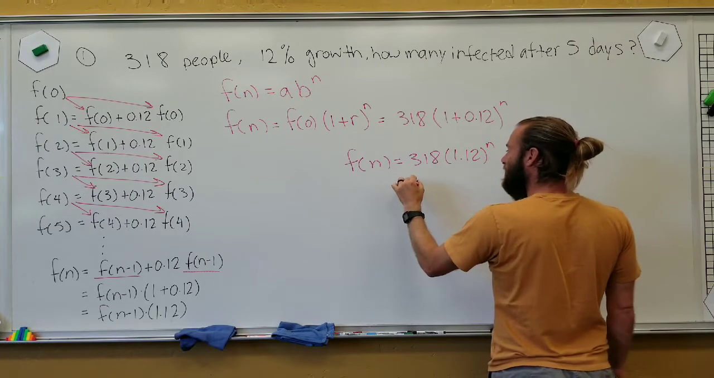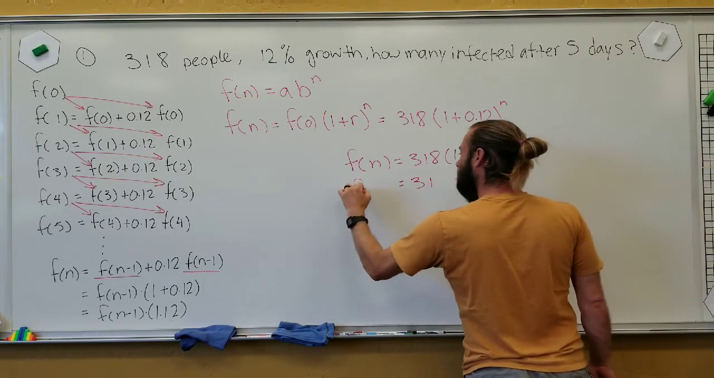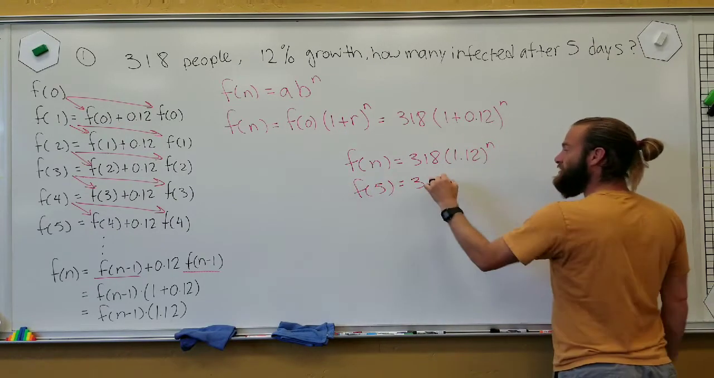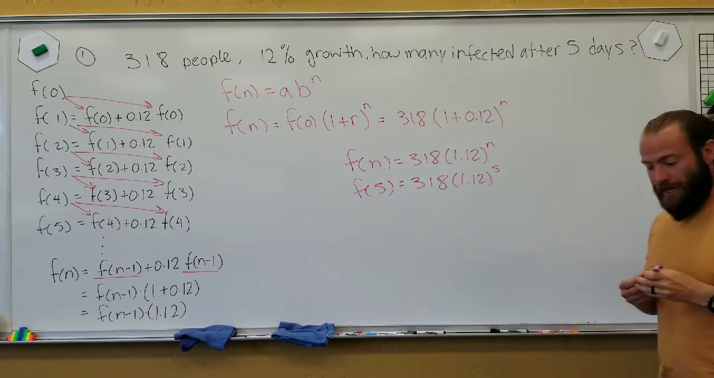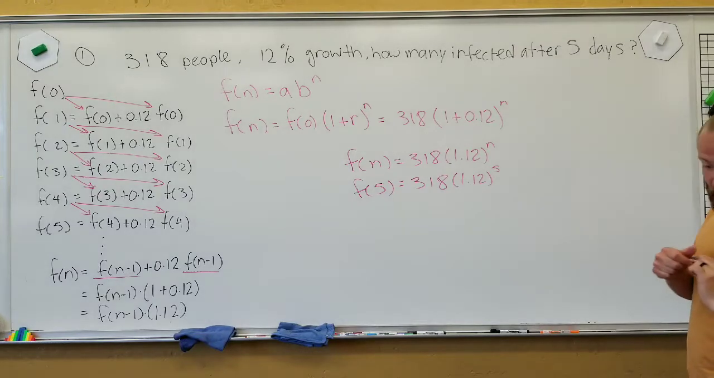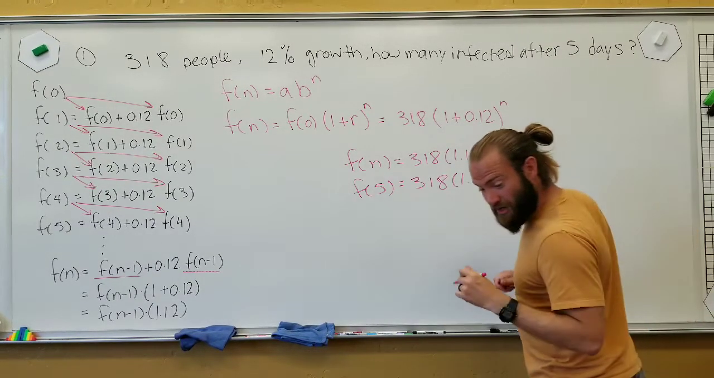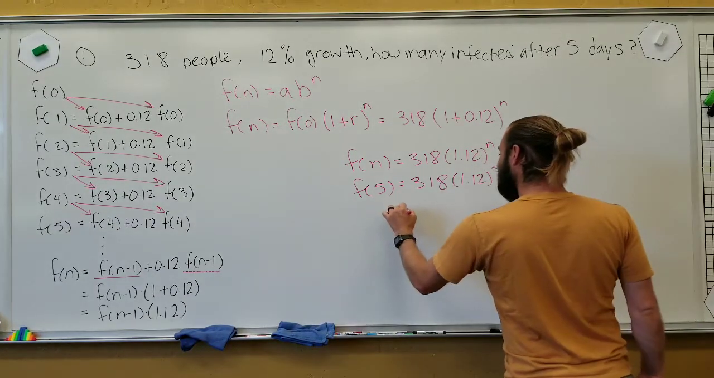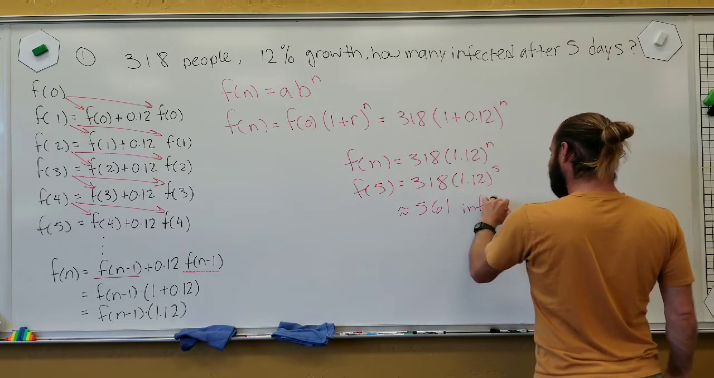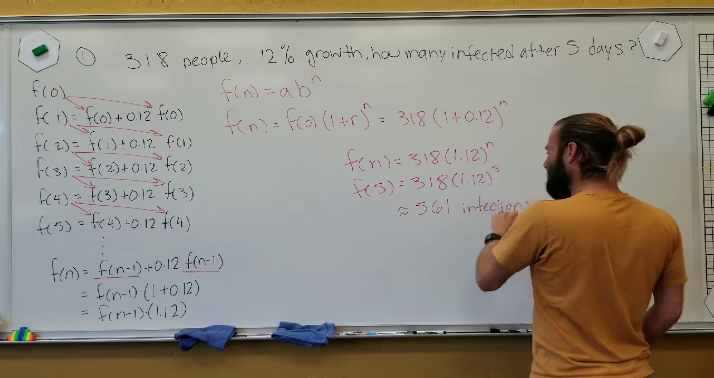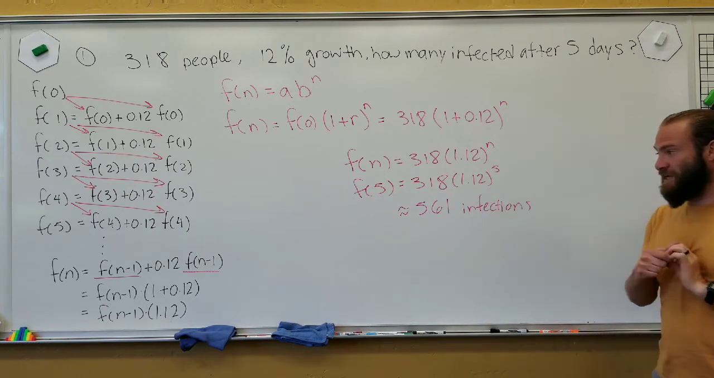And if I want to know that number, then 318, 5 days, 318 times 1.12 to the 5th power. And if I do that, I'm going to actually go ahead and cheat again, because I did this ahead of time. That's going to be approximately 561 infected people after 5 days.